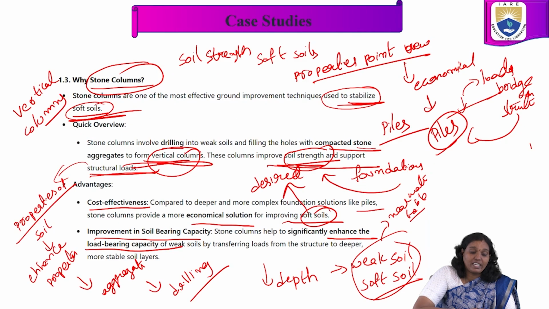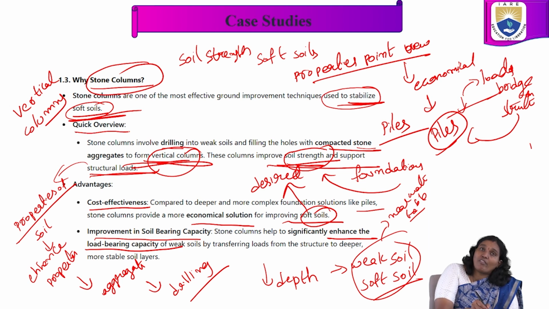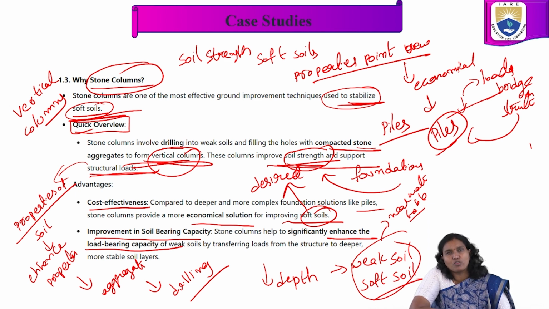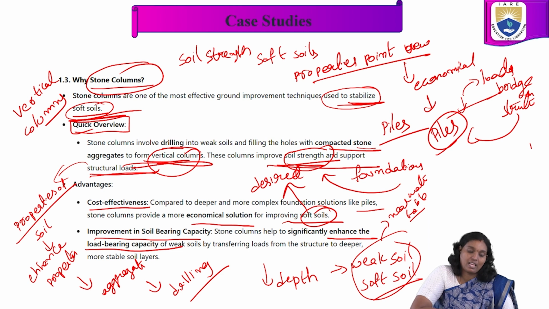And what are the advantages involved in this? Here, why we choose this quick overview: the detailed explanation about the stone columns and how we install them are all in our previous lectures. Now we understand, from a quick overview point of view, what the advantages are over the other types of ground improvement techniques similar to stone columns.